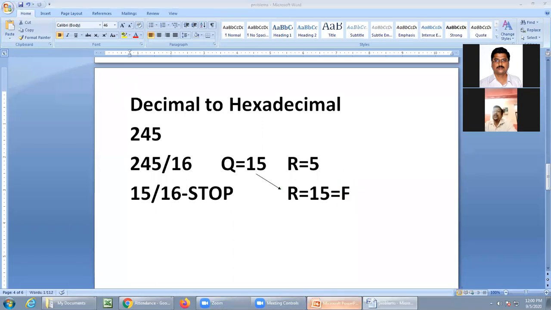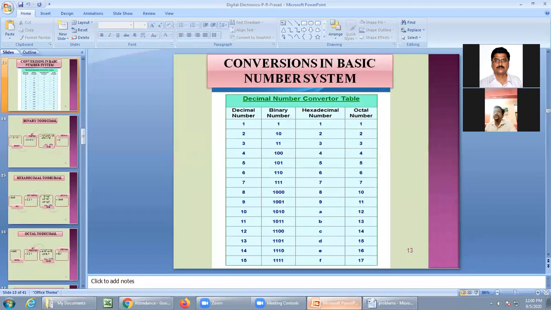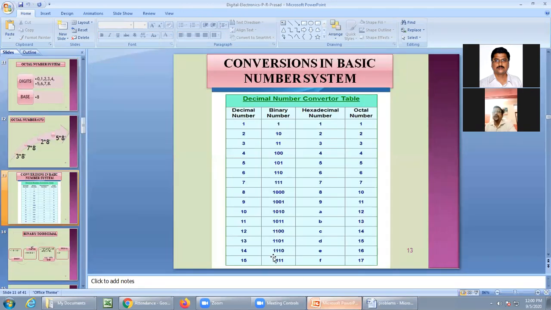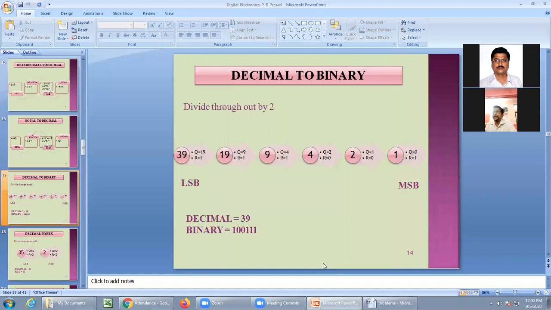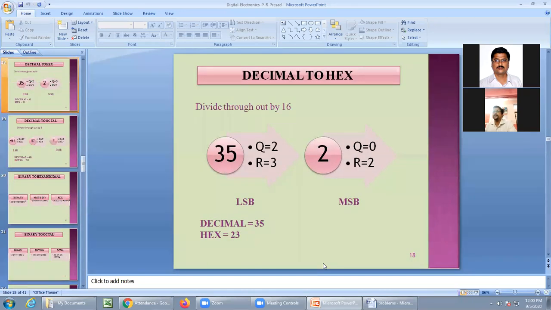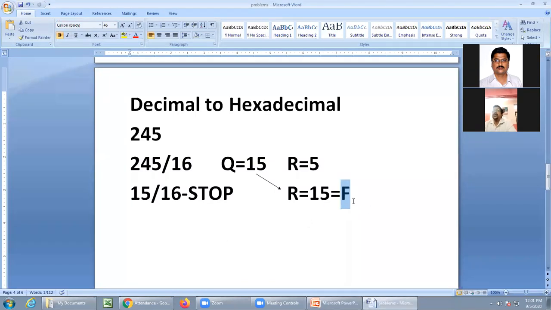That is the reason I told you to memorize this table by heart, because decimal 15 is equal to F in hexadecimal. After getting it, write the number from down to up.